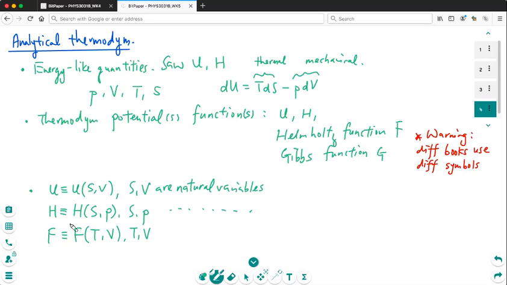And once you know the free energy in terms of the natural variable, you will be able to get everything about the thermodynamic system. That is the point. And last, we have Gibbs function. So Gibbs function, again, you have the thermal part like this and the mechanical part like this. So this is T and P.